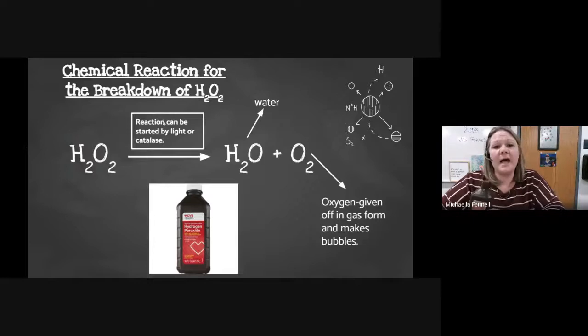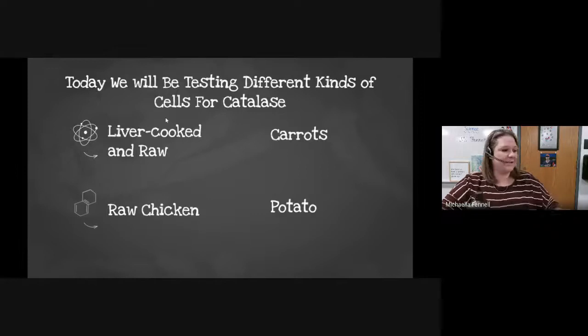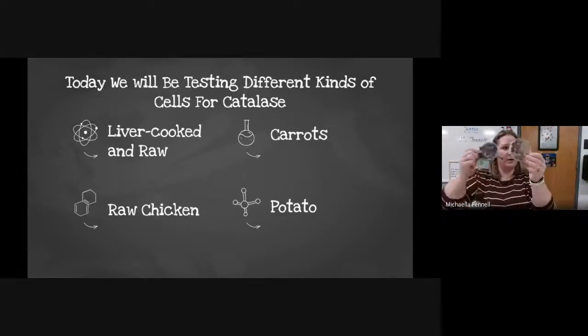The other thing that can speed up this chemical reaction, though, is the protein catalase. And catalase will make this breakdown happen instantly. That's what we're going to be doing today. We're going to be using catalase to break down hydrogen peroxide into water and oxygen. By the way, the oxygen is released in bubbles. So the bubbles are what we're going to use to judge how fast this chemical reaction is happening today. We're going to test a few things. We are going to test some cooked liver for catalase. We are going to test some raw liver for catalase.